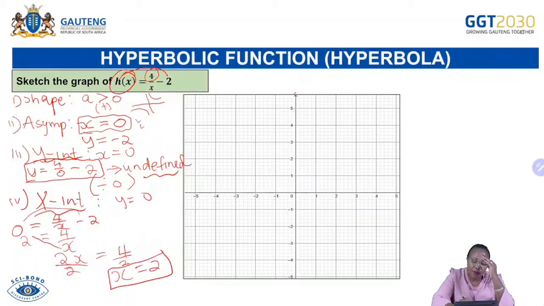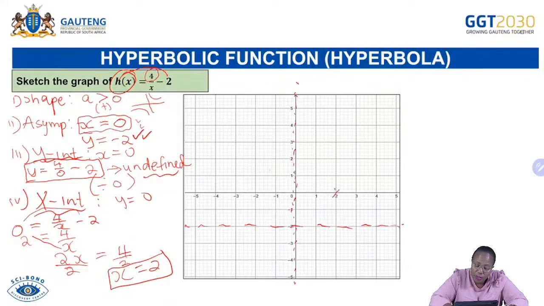This one will always be x equal to 0. You can even do that before you sketch any hyperbola function. And then the second one will be y equal to -2. That is your second asymptote. Asymptote means the graph will never touch those lines. So x will be x equal to 2. That is your intercept at x equals 2. This is your y line, this is your x.